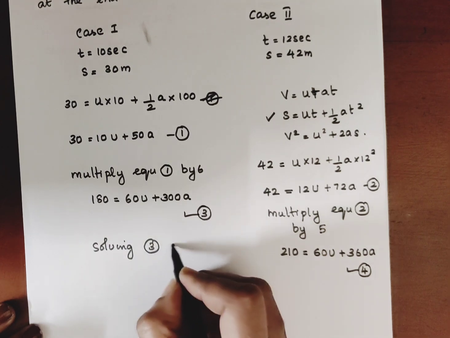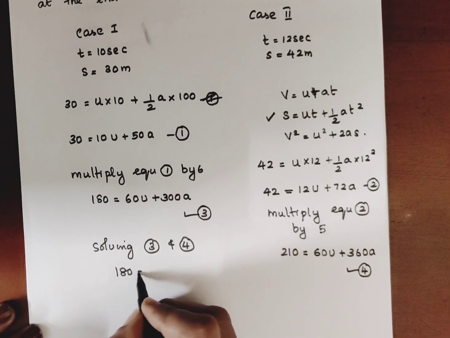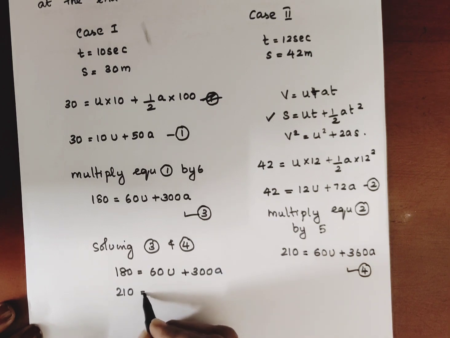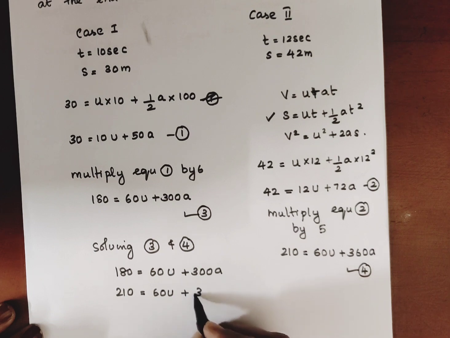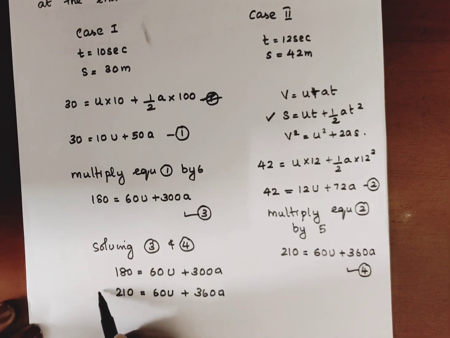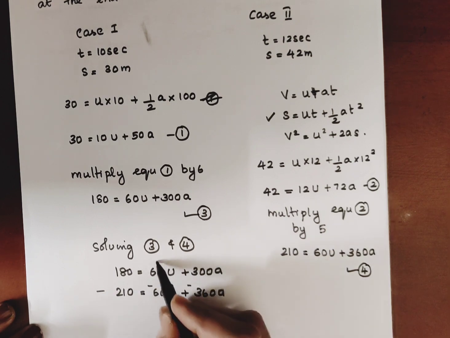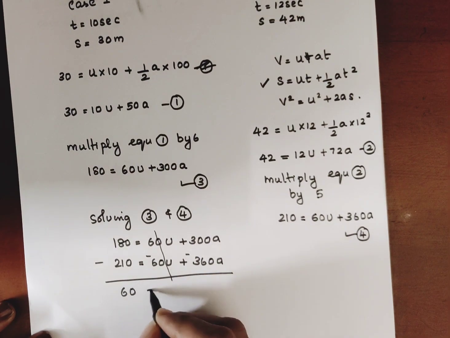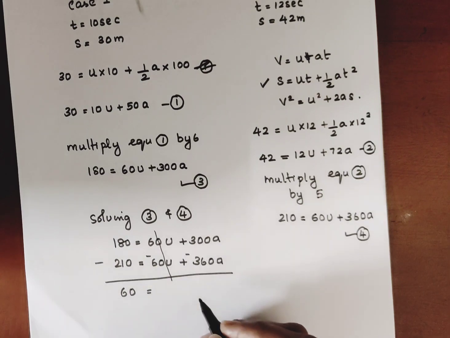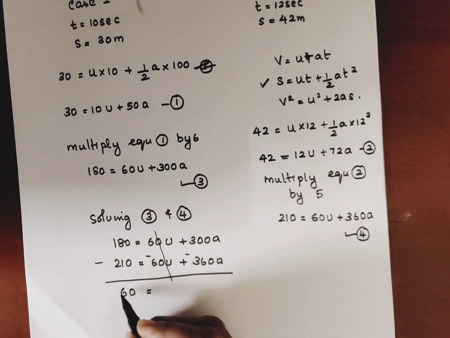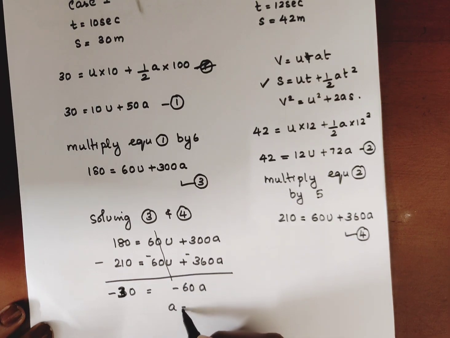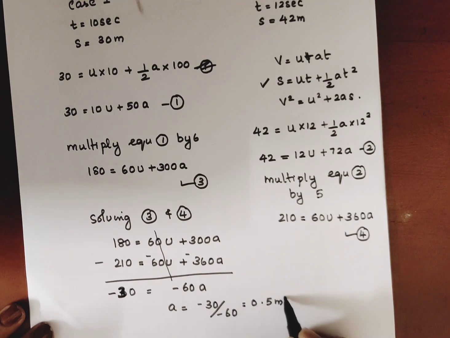Solving 3 and 4. That is 180 is equal to 60u plus 300a. Then 210 is equal to 60u plus 360a. We have to put a negative sign here. This gets cancelled. Here this is 30. Minus 30 is equal to minus 60a. So a is equal to minus 30 by minus 60. That is equal to 0.5 meter per second squared.